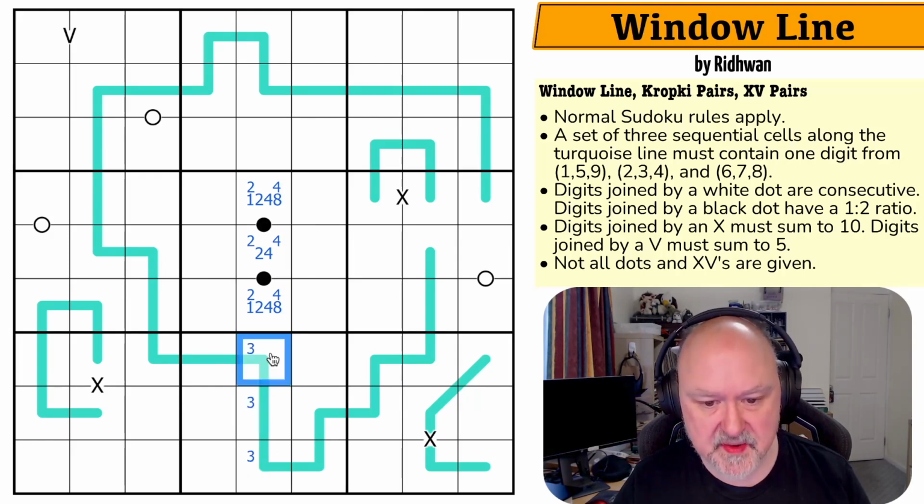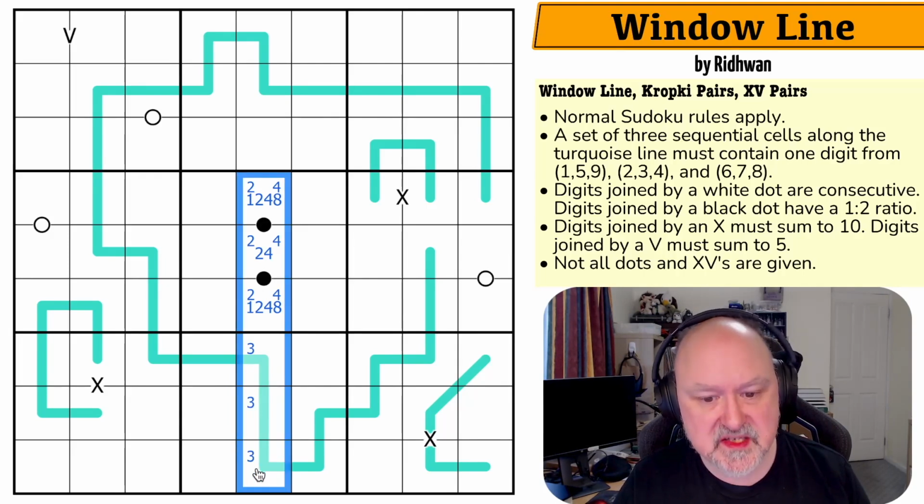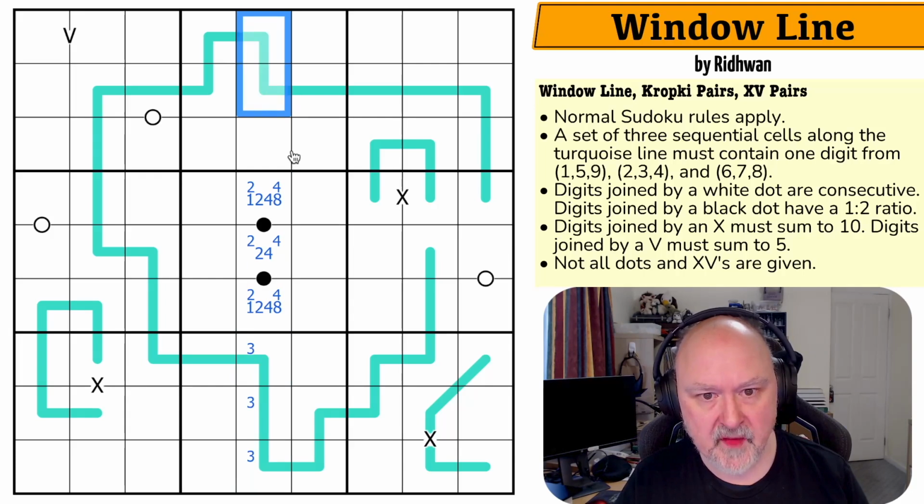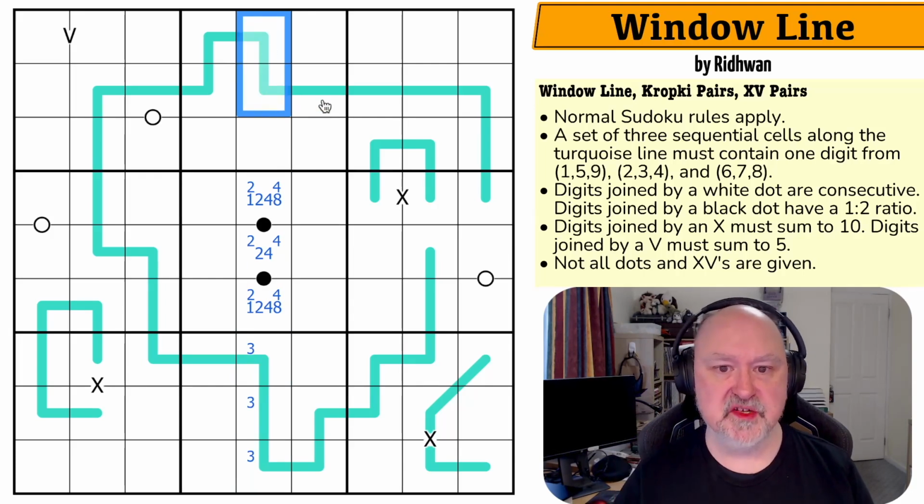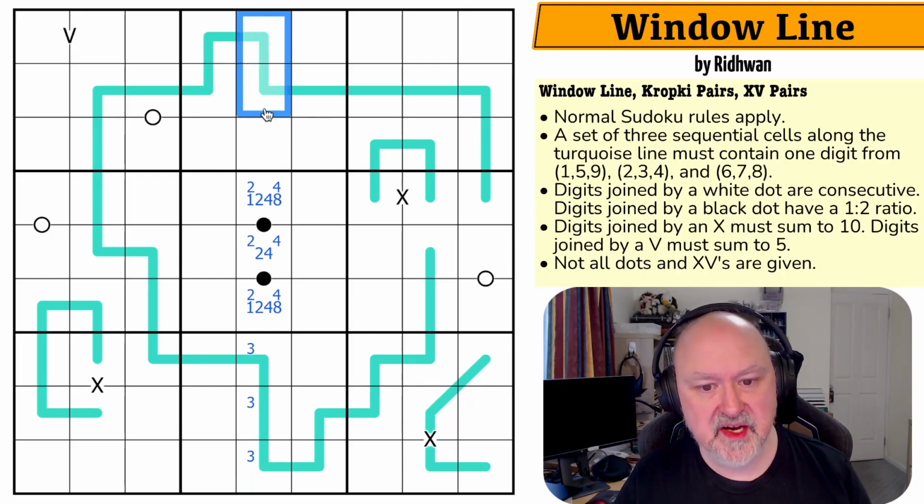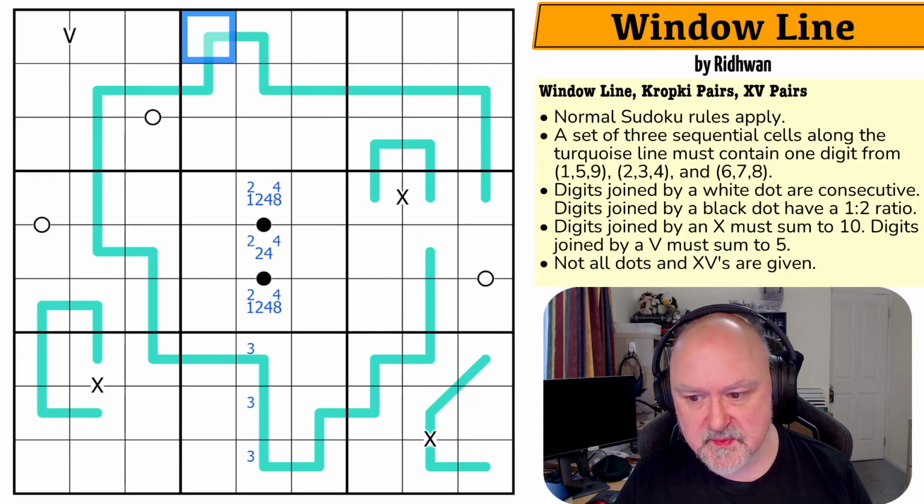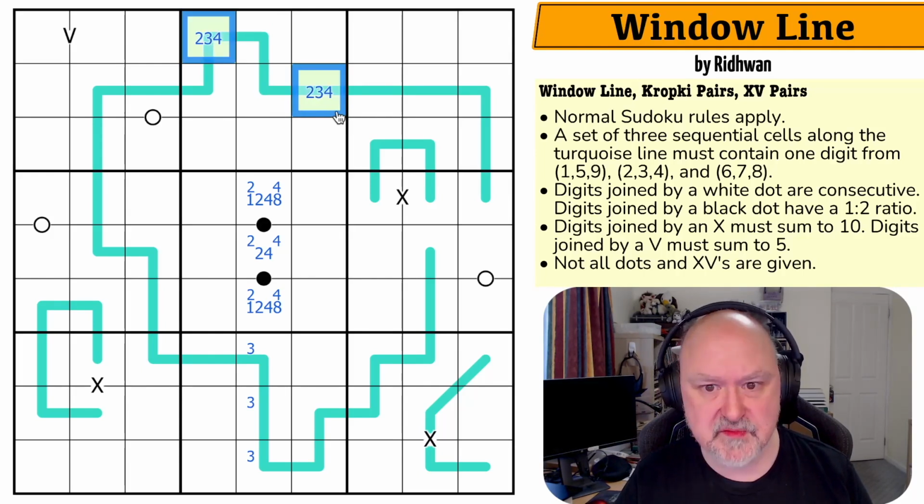So there must be a 3 down here, which means the 2, 3, 4 set is completely taken up. So if I use green for my 2, 3, 4 set, I can't put green on here because 2, 3, 4 is taken up. So in this set of 3, this must be the green digit, and this must be the green. And in this set of 3, this must be the green digit. So these are from 2, 3, 4.